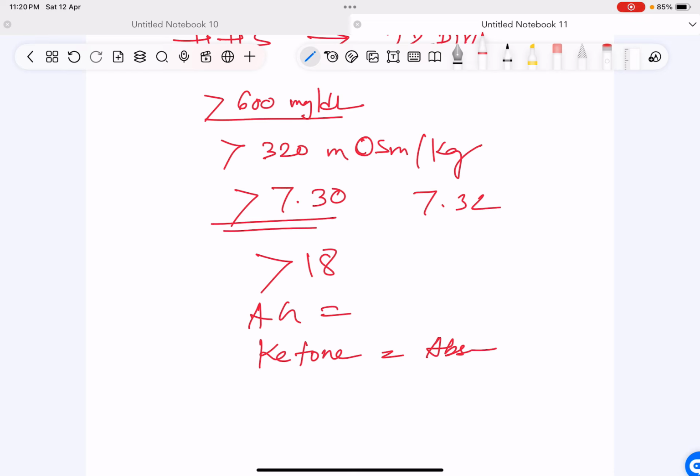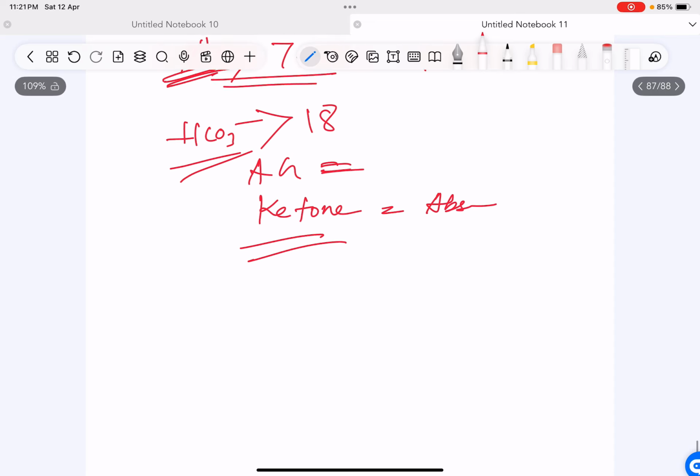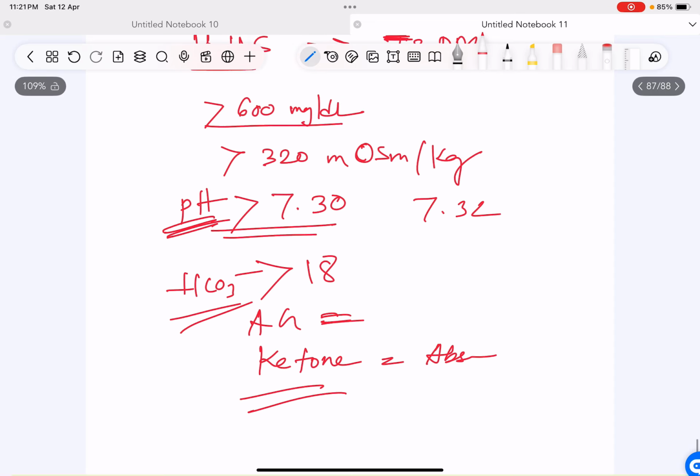So you have to differentiate it from DKA. For that you will check the bicarb. For that you will check the pH. So it is not ketoacidosis because you don't have ketones, you don't have low pH, you don't have low bicarb, and you don't have high anion gap. So you ruled out DKA by checking ketone bodies. There is no ketone body, there is no acidosis, there is no high anion gap because bicarbonate is normal and also anion gap is normal.